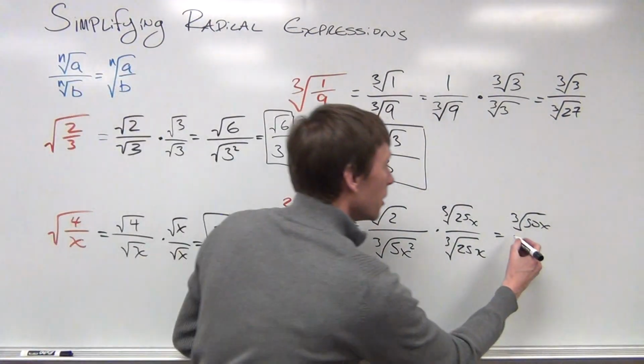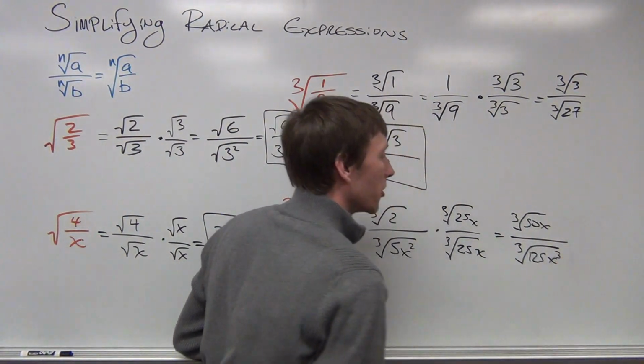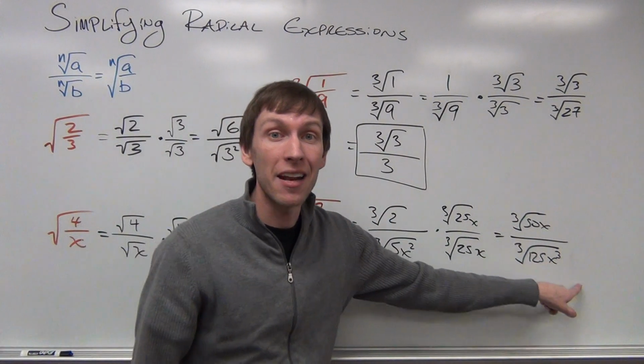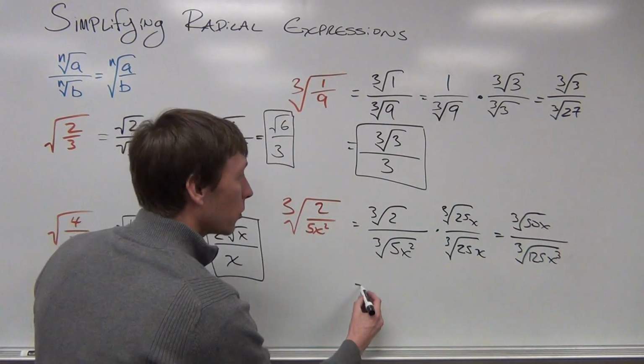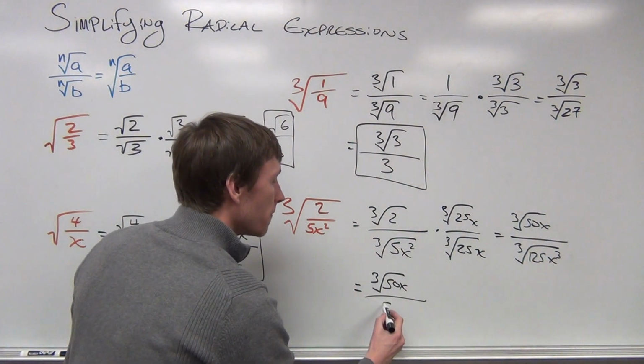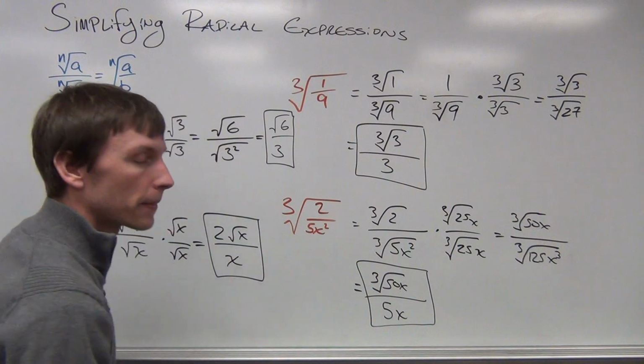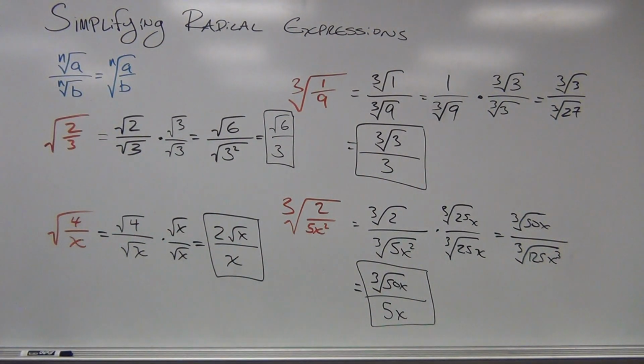But down here, I've got the cube root of 125x to the third. Both 125 and x cubed are perfect cubes. I will write that as the cube root of 50x over 5x. Holy smokes. Process that, understand it, and ask questions if necessary.